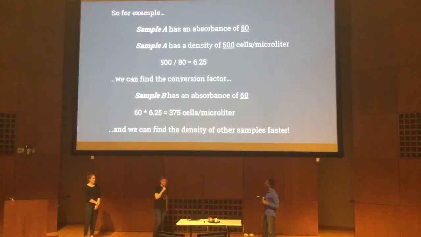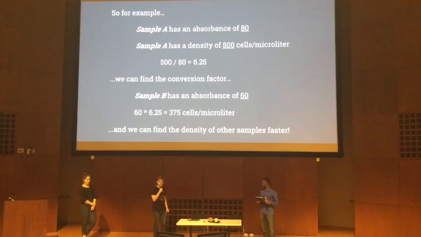Now to get back to the conversion factor, let's say we have two samples, sample A and sample B. From the spectrophotometer, we know that sample A has an absorbance of 80, and from the hemocytometer, we know it has a cell density of 500 cells per microliter. To find the conversion factor, 500 divided by 80, we get 6.25. Now we have sample B, we put it in the spectrophotometer, and we see that it has an absorbance of 60, but for whatever reason, maybe lab's almost over, we don't have time to use the hemocytometer. No problem, use the conversion factor, 60 times 6.25, and we get 375 cells per microliter.